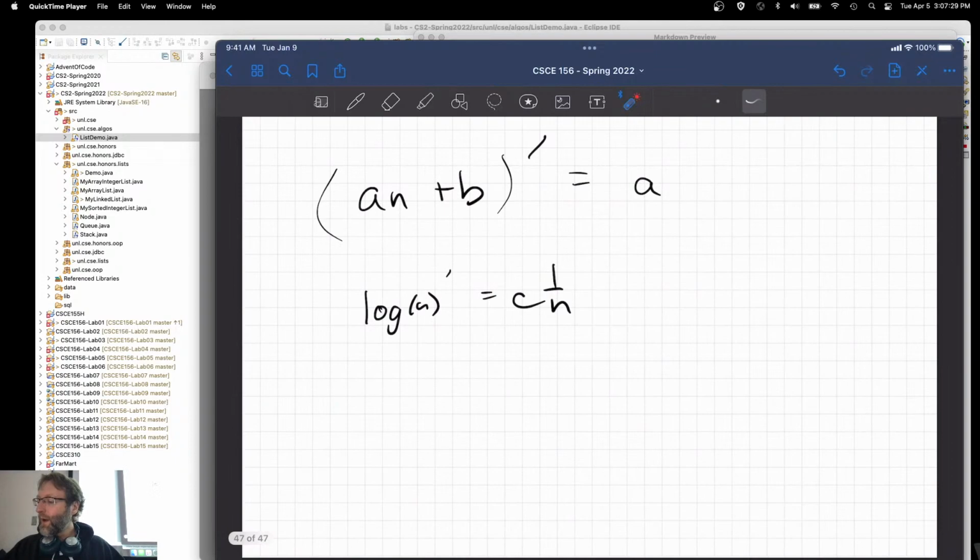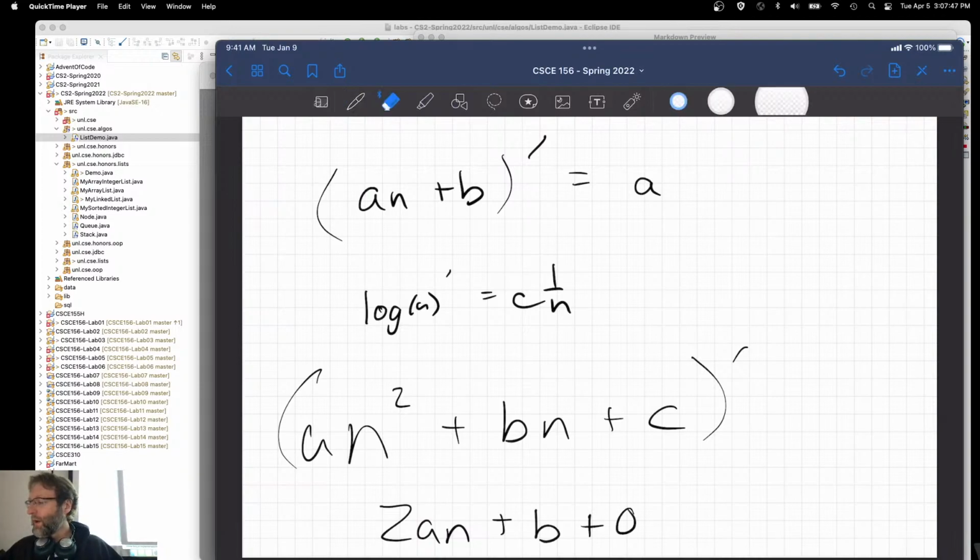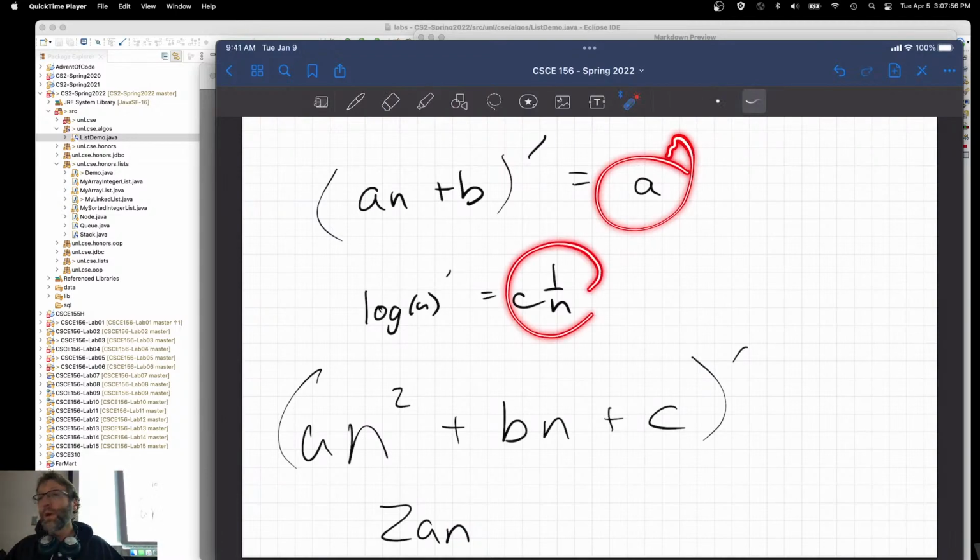What about the growth rate of n squared? The most general form of this is going to be an squared plus bn plus c. First derivative of that is going to be 2an plus b plus 0. So forget all those. Guess what? The growth rate grows as n grows. The growth rate stays constant. The growth rate goes down. The growth rate grows with the constant, with n, right?